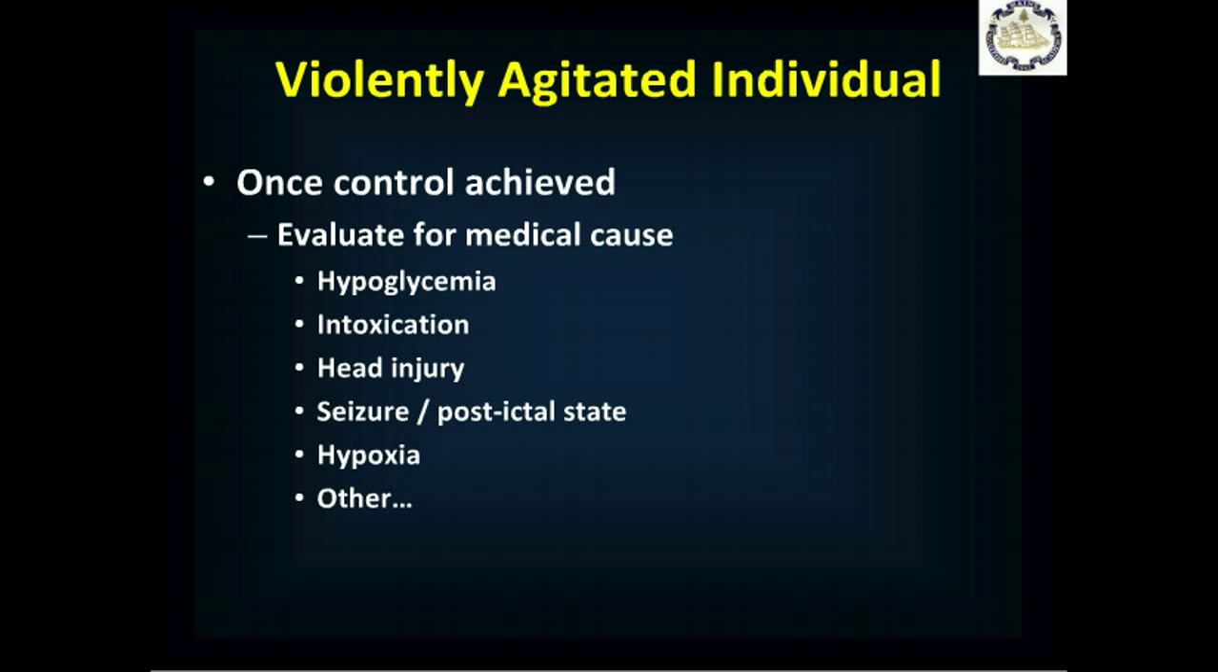So once you've got them physically controlled, you need to look for medical cause. So hypoglycemia, check a blood sugar. They could be intoxicated. You may just figure that out clinically. Look for signs of a head injury. Get some history from the bystanders. Was there a seizure, and is this just what's called a postictal state? Is it a low oxygen level, which is very bad, or any of a number of things which could do this? And you need to try to sort that out.